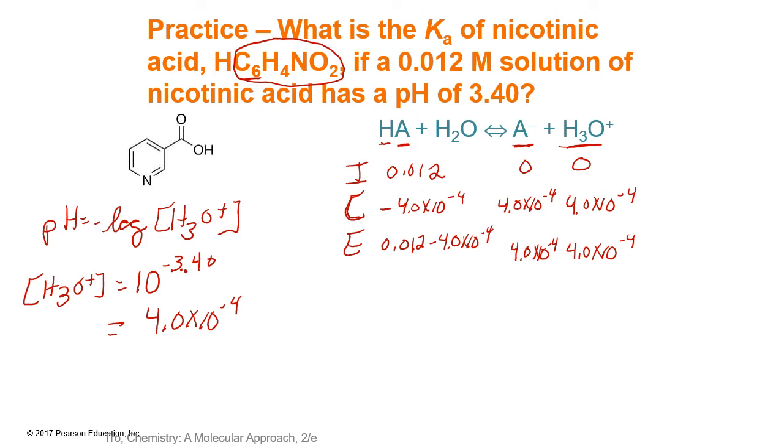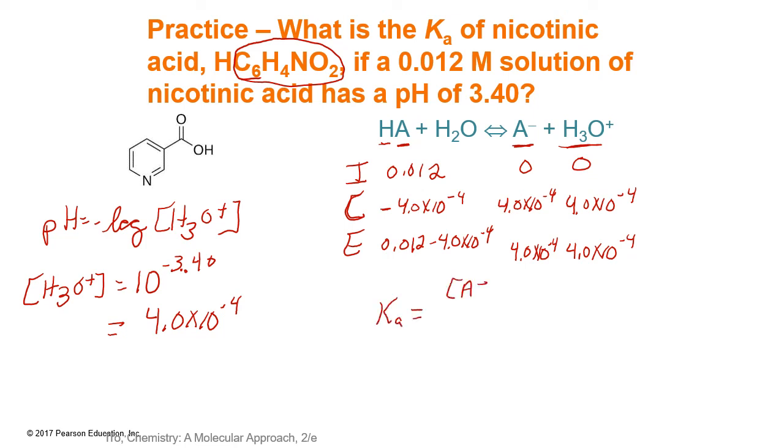Which is actually too small to be significant. So if we do that subtraction, when we round to two significant figures, we get the same value back of 0.012. So we're going to plug that into our Ka expression.